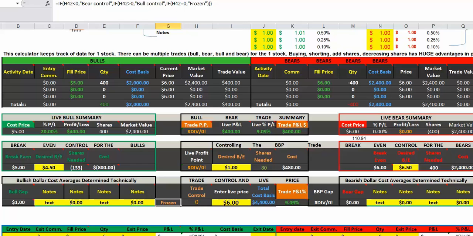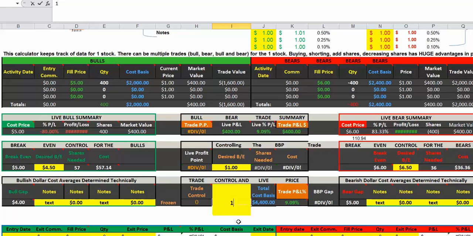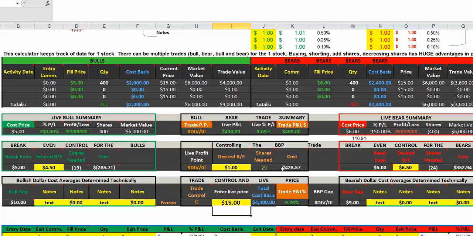Now in this trade control zero frozen trade situation, as mentioned earlier, this live price can change anywhere, and literally we will be locked in at a $400 profit in this trade scenario. If we were to enter in and price were to go to $1, our trade P&L does not change. If we were to go to $15, of course, as I said, the trade is literally frozen.